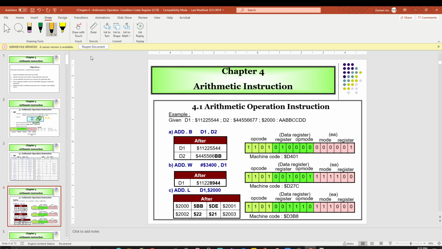Let's look at the example here. Given D1 this number, D2 this number, and the location given at 2000, the contents is AABBCCDD. This one should be a $ sign.